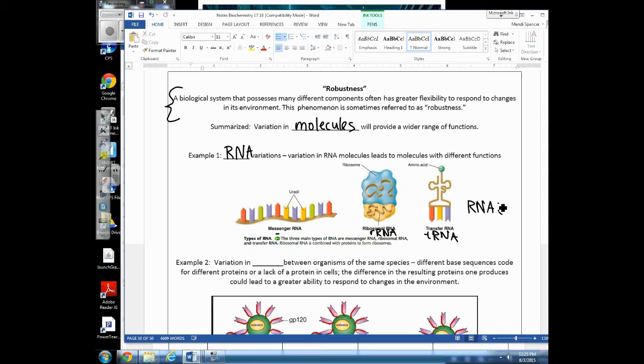We addressed this concept in pre-AP, but we just didn't use the term robustness. In ecology, we talked about if there's variation in populations, then those populations are more likely to survive a change in environment. So those populations would be more robust. Let's take a look at a second example related to the molecular level.